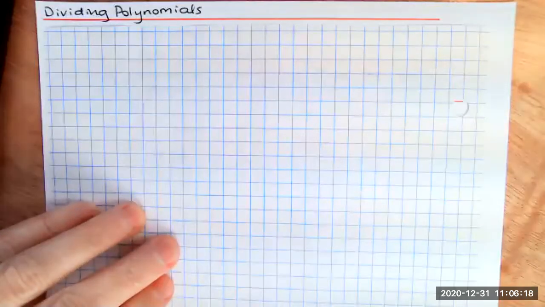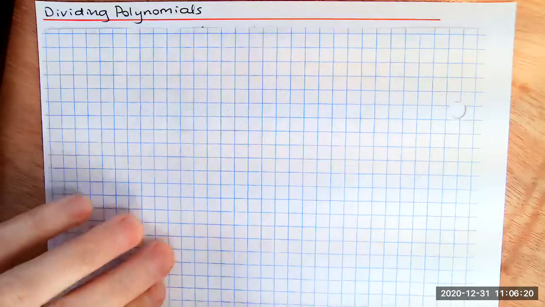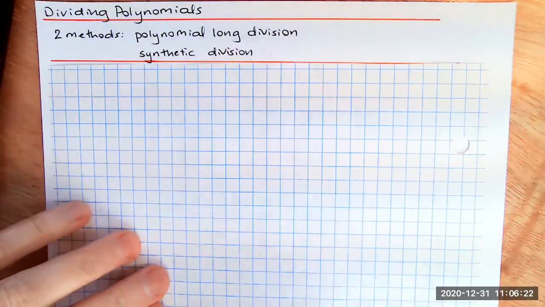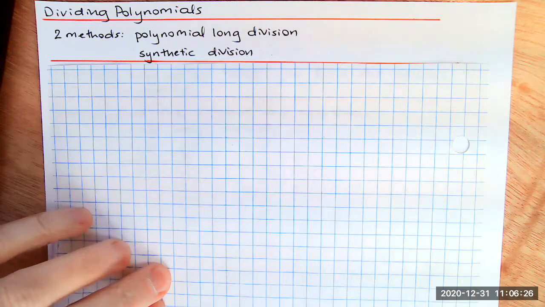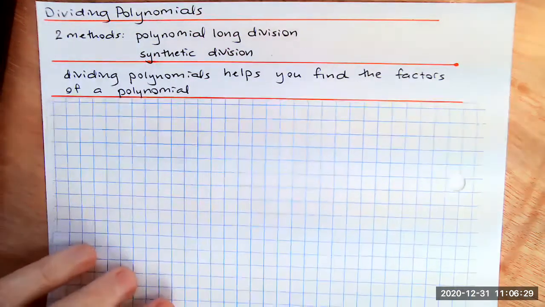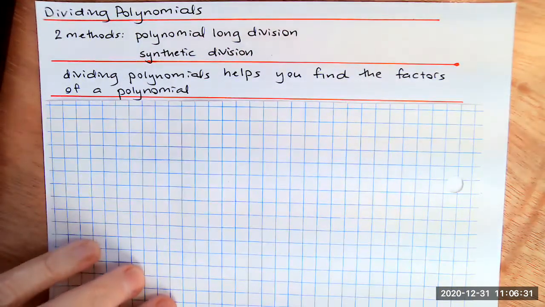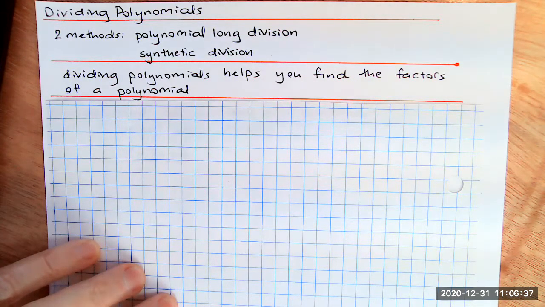All right, let's talk about dividing polynomials. I'm going to show you two methods, polynomial long division and synthetic division. And why would you want to divide polynomials? They help you find the factors of a polynomial. So it's useful for factoring and also verifying if you have a root of a polynomial.